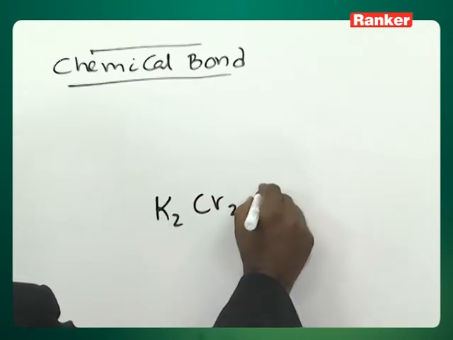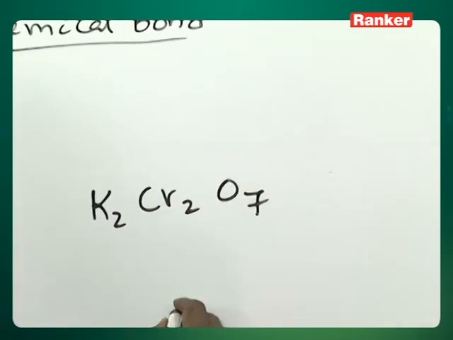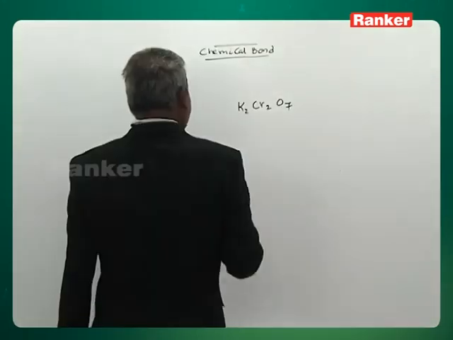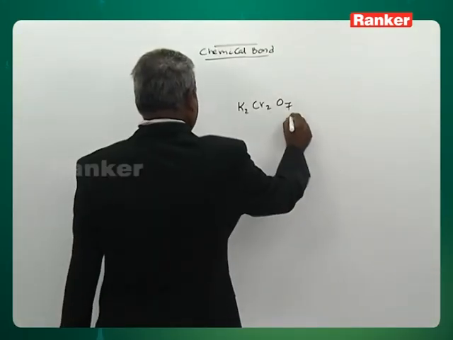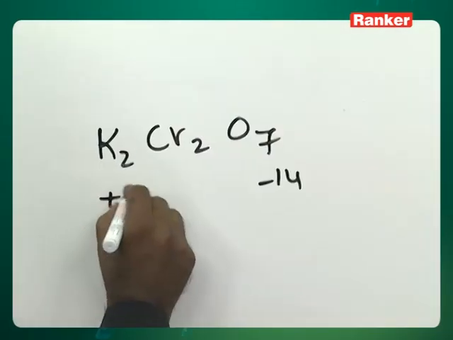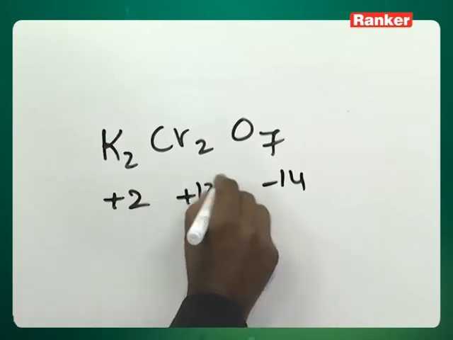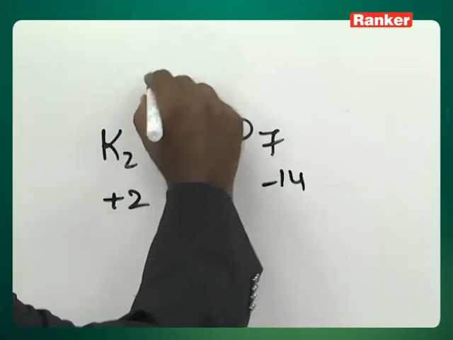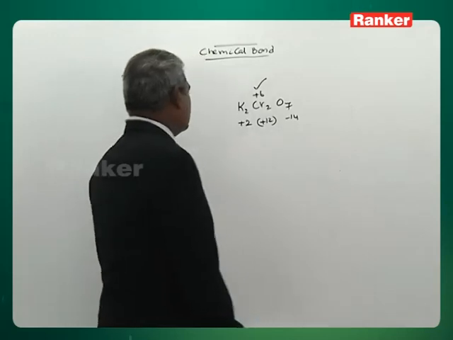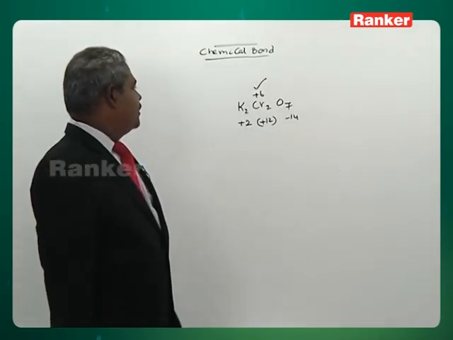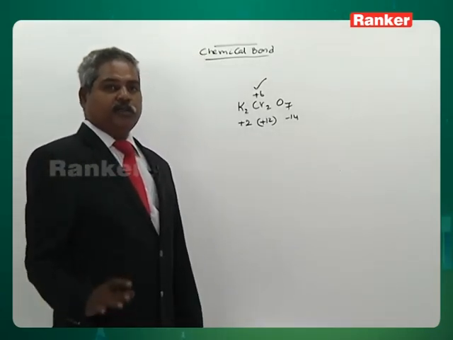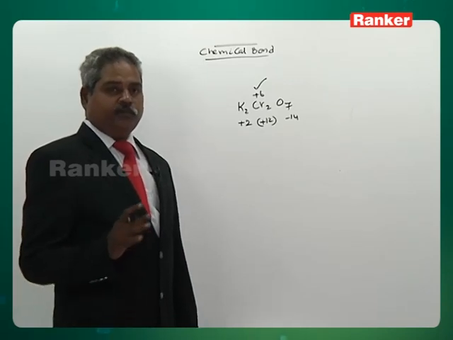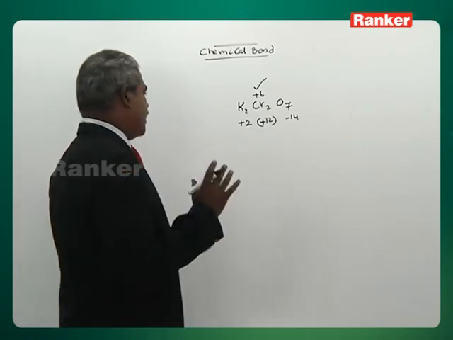K2Cr2O7. Decide the chromium: minus 14, 2 potassiums fixed plus 2, plus 12, each chromium plus 6. Potassium dichromate. So, what is the oxidation state of chromium here? Plus 6. So, that is how we have to find oxidation state categorically.